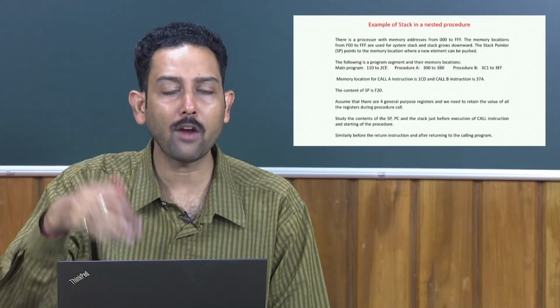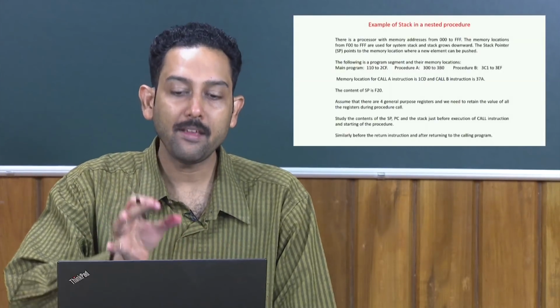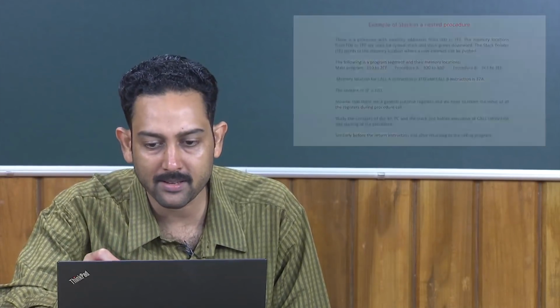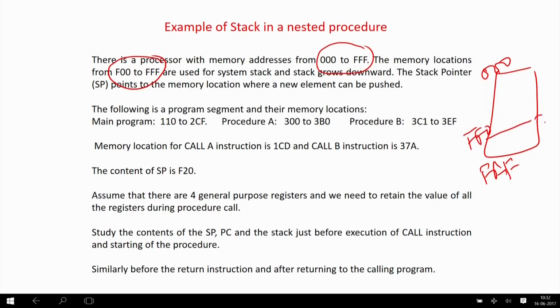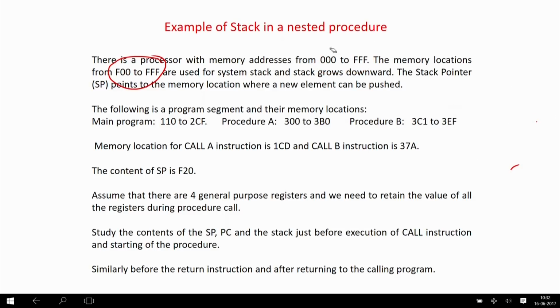Now, this was all from a theoretical context. We are going to look at a very simple example. We have a processor whose memory address range is 000 to FFF, so the address bus is 12 bits. This is your main memory, from 000 to FFF, and a part of this is reserved for the stack. FF0 to FFF, maybe some from here, is the part of memory allocated for the stack, where your stack will be saved, and it is assumed that the stack goes downwards.